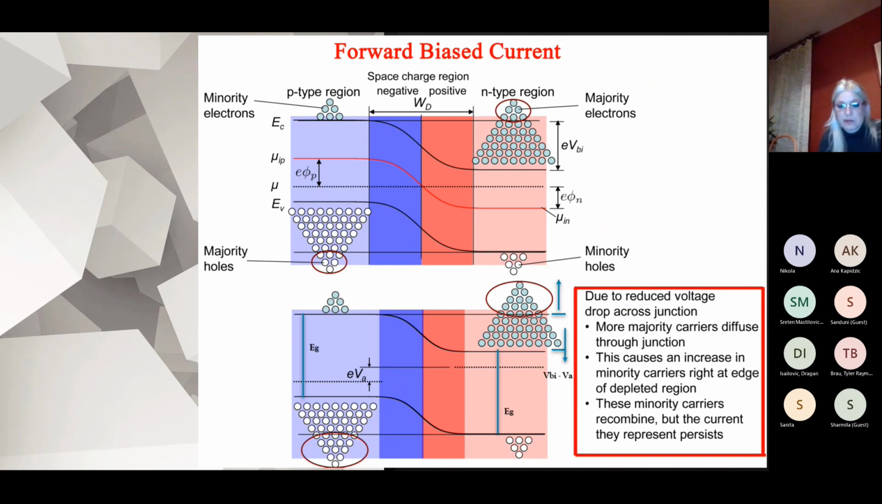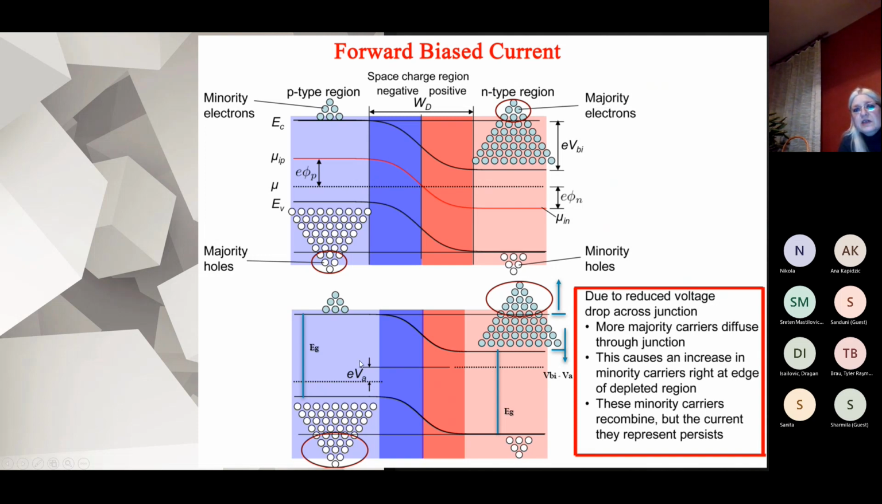Now we're going to see what that means in our case when we apply voltage. Are we going to get a higher current? Here, the first picture is completely the same picture as I already explained when we don't have any kind of voltage. But if we apply voltage, then your chemical potential, which is completely constant here through the junction, now changes here for the p-type region and for the n-type region.